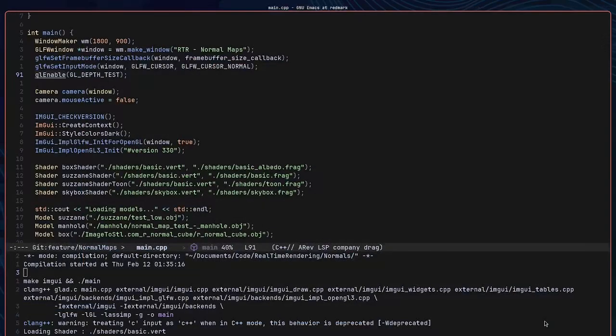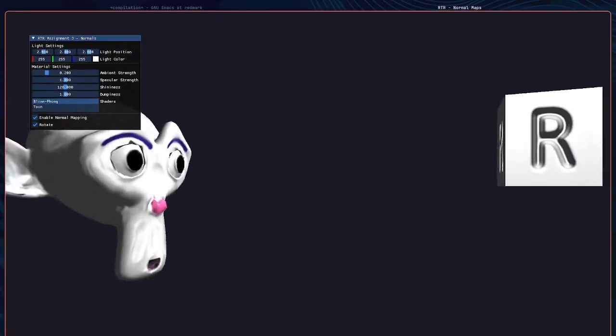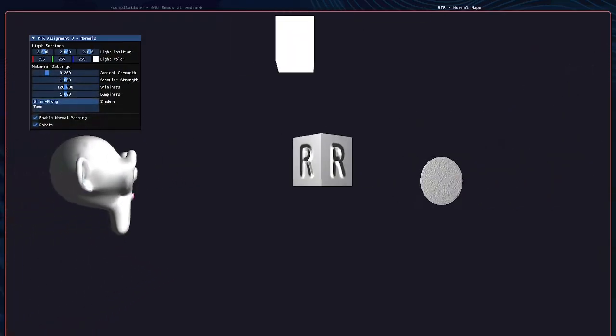Hi, I am Shreyan Soni, and this is my submission for CS7GV03 Assignment 3 on normal mapping. In this demo, I'll demonstrate both bump mapping and normal mapping in GLSL on multiple rotating objects.